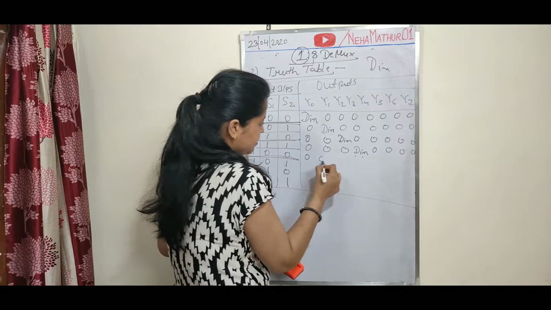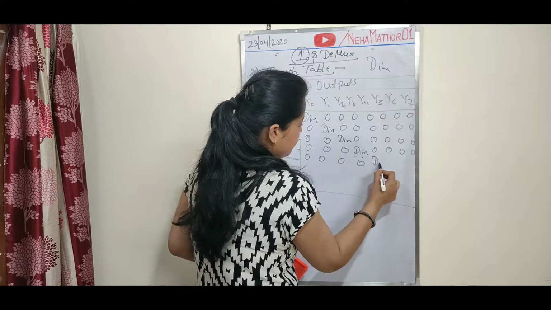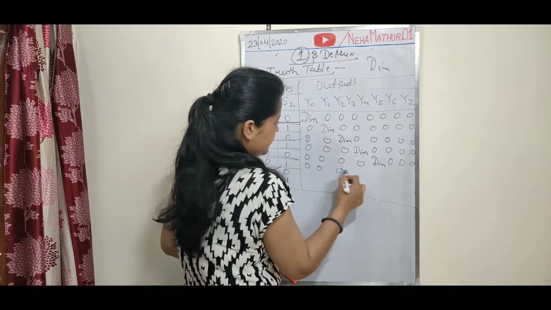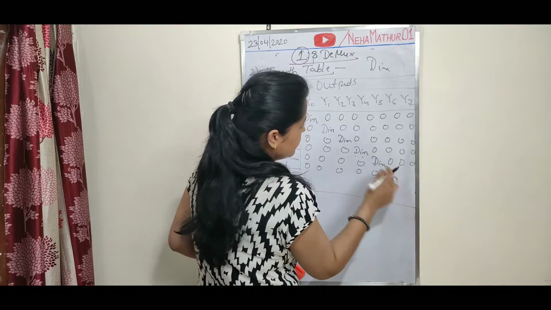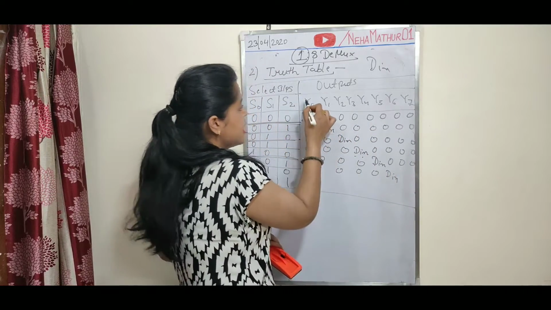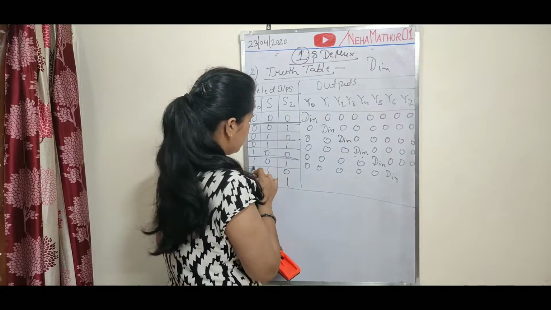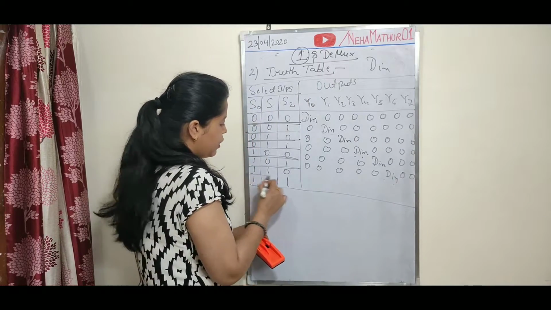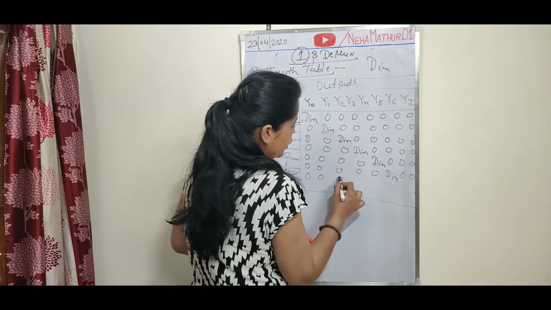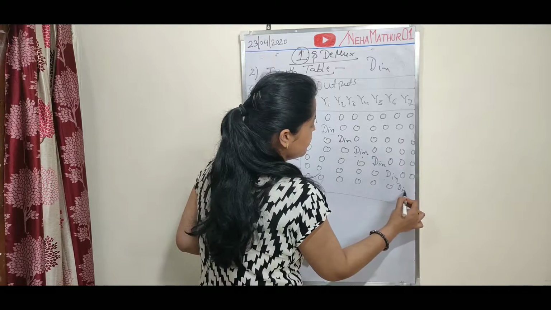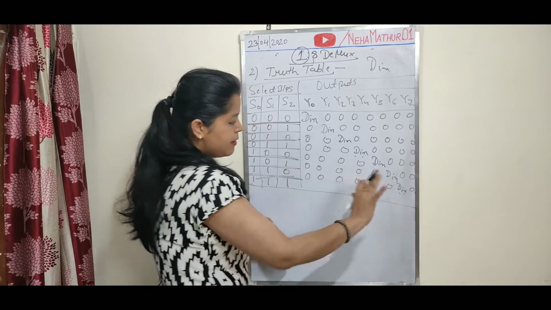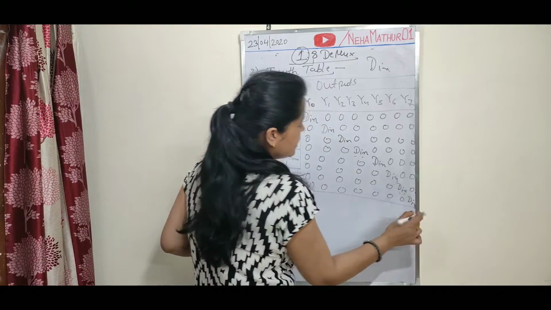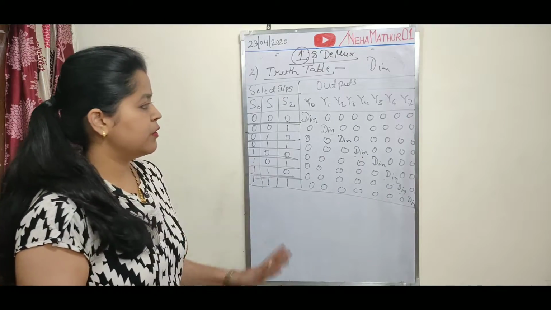For the fifth, y4 is D in, while the remaining is 0. For the sixth, since it is starting from y0, for the sixth combination, y5 will be D in and the remaining will be 0. For the seventh combination, your seventh output, which is y6, will be D in, while the remaining will be 0. And for the last, y7, that is your 8th output terminal, will be D in, while the remaining will be 0.